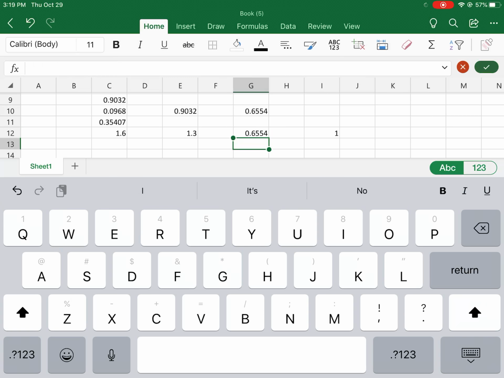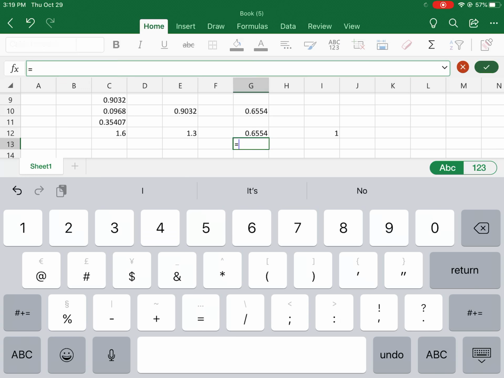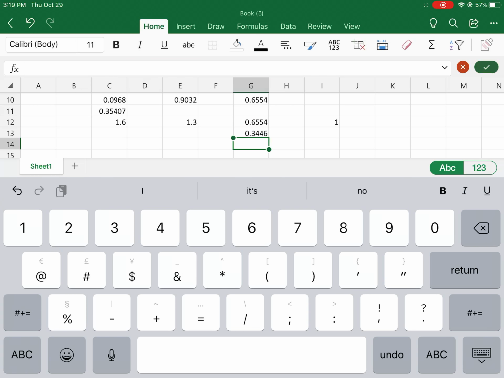What we're going to do, in this case, I'm going to write 0.6554 again. There we go. Equals 1 minus, there we go. No idea what happened, so this is a good lesson. If sometimes those weird things happen, just start over in a new cell.